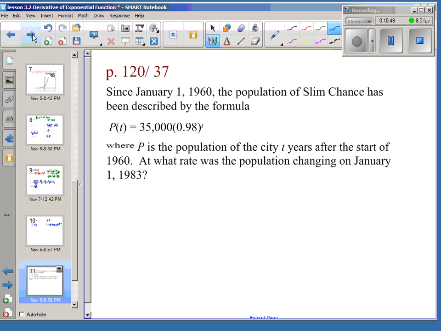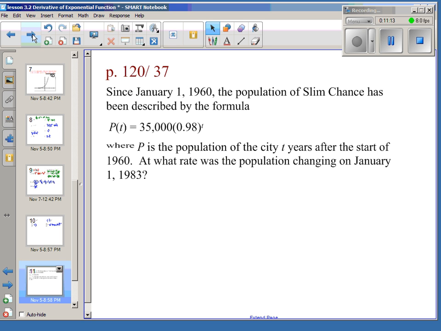And the last one we'll look at here is just an application. It says that since January 1st, 1960, the population of Slim Chance has been described by the formula P of t equals 35,000 times 0.98 to the t power, where P is the population of the city t years after the start of 1960. At what rate was the population changing on January 1st, 1983?